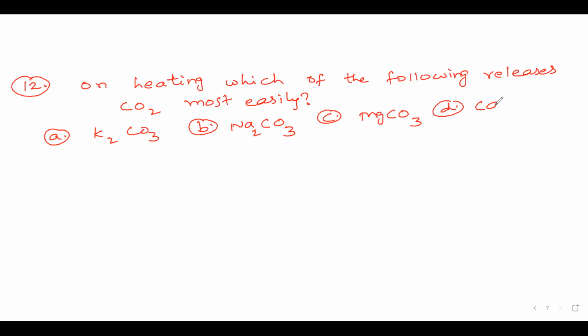Option D, it is calcium carbonate. So the answer is magnesium carbonate. Magnesium carbonate readily gives out carbon dioxide easily. Very, very important. These simple points we'll not remember, so that's why it is very important. Please note it down. Next question number 13.